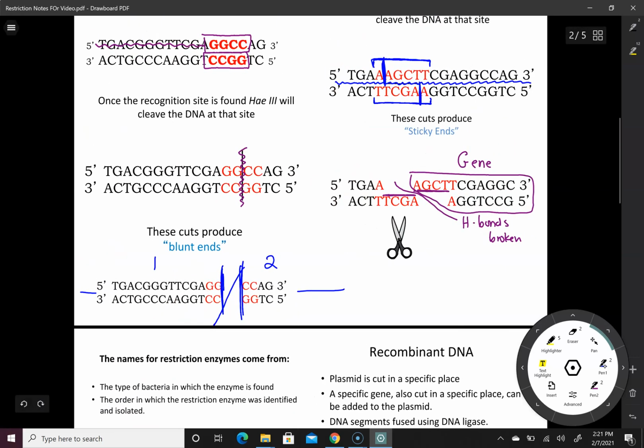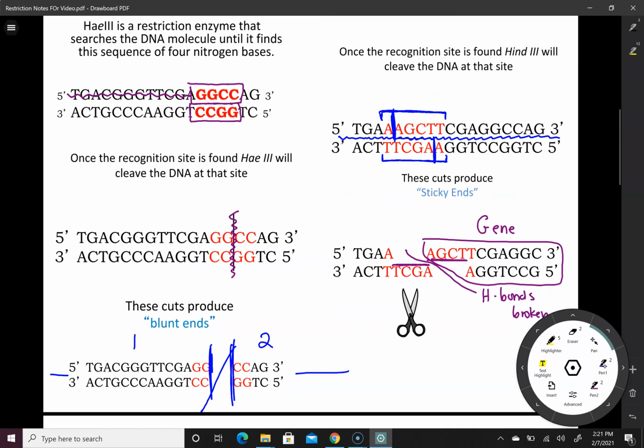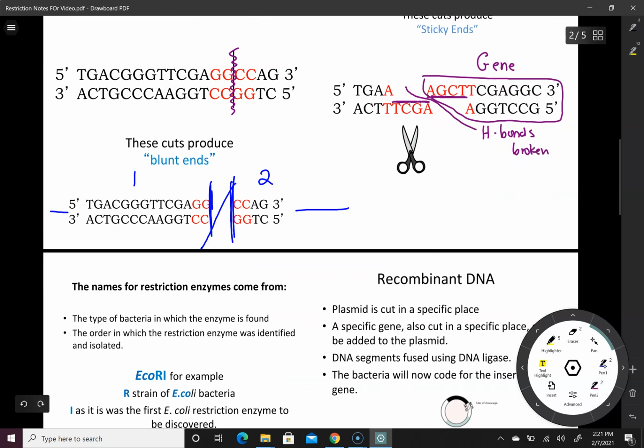So, quick review: blunt ends are clean cuts. Sticky ends are going to have almost these tail pieces that stick off, which will make it very good for scientists to take some DNA from one organism and, in essence, insert it into a different organism. And we'll see that coming up in a little bit.